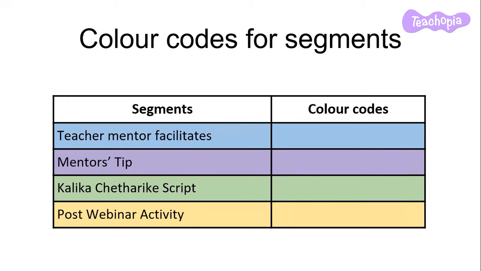And if you find a slide with a purple color, then that is where you will get the tip for performing that particular activity. It narrates how a teacher mentor should carry out this activity or what the teacher mentor should do during that activity. Then we can find something in green color, which means those are the sentences, those are the questions that we have taken directly from the Kalika Chetarike script that is available on Teachopia.